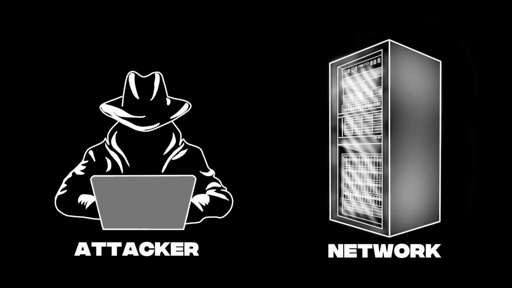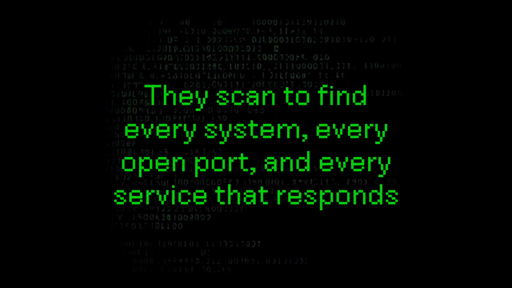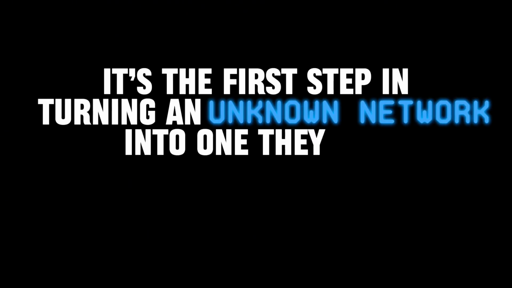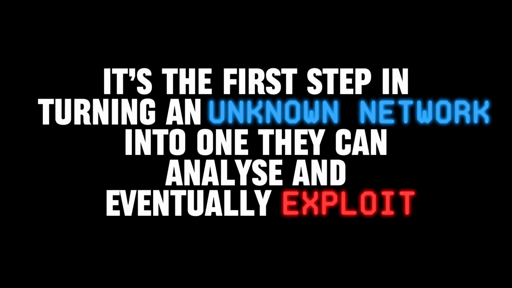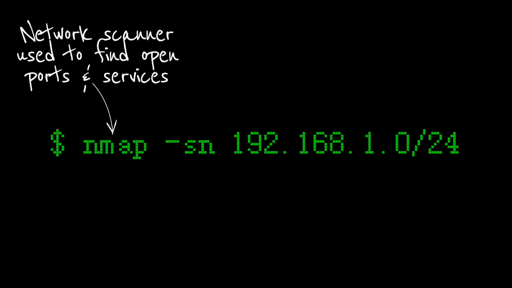Once an attacker has access to a network, whether they know the target or not, they need to understand what's around them. They scan to find every system, every open port, and every service that responds. It's the first step in turning an unknown network into one they can analyze and eventually exploit. Nmap is the network scanner used to find open ports and services.